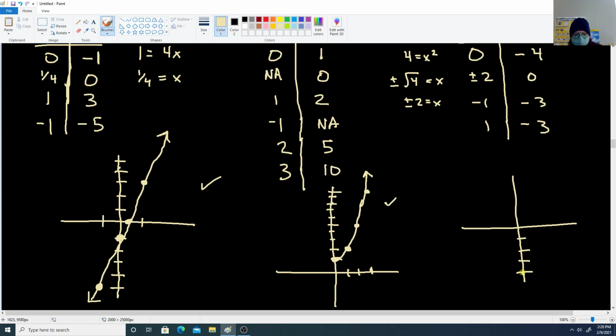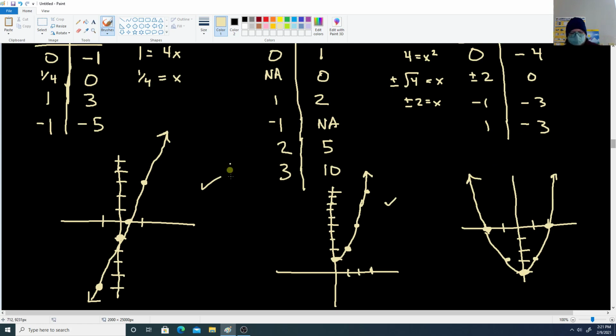So x value 0, y value negative 4. X value positive 2, y value 0. X value negative 2, y value 0. X value negative 1, y value negative 3. And x value positive 1, y value negative 3. And we get our sort of parabola shape. It's going to be something like that.